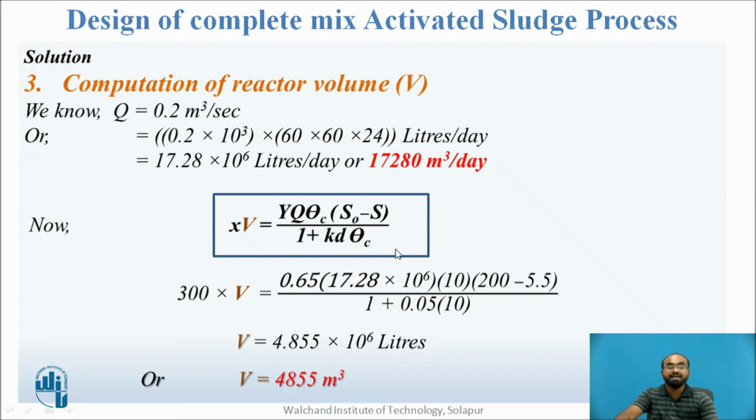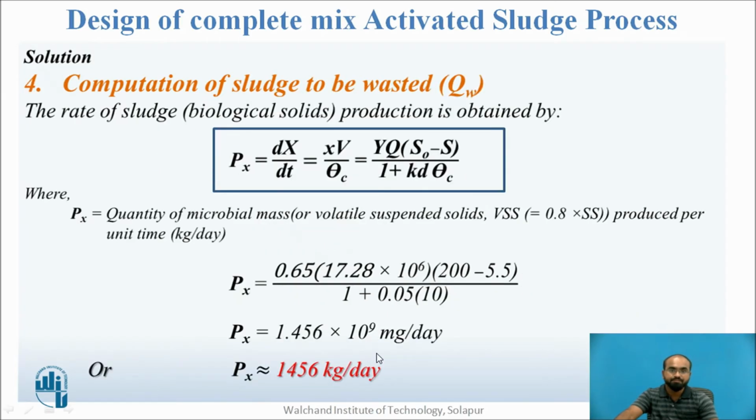Then calculating, we will get volume is equal to 4.855 into 10 raised to 6 liters. But I want the volume in meter cube, so I will convert it into meters just by dividing by 1000, and I will get 4855 meter cube. So that will be my volume of the reactor. I am not talking about the sedimentation tank, but my aeration tank.